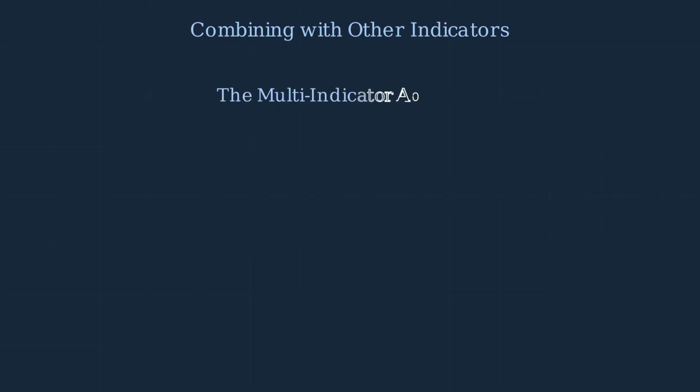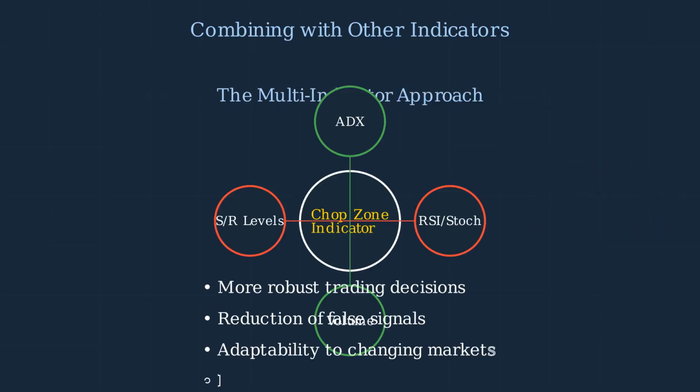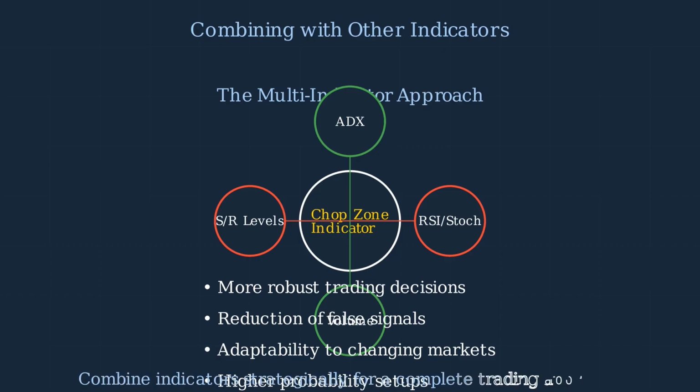Taking a multi-indicator approach creates a more robust trading system than using the chop zone indicator alone. Each indicator serves a specific purpose, compensating for the limitations of others. This integrated approach leads to better trading decisions and adapts to changing market conditions. By strategically combining the chop zone indicator with complementary technical tools, you can create a more complete trading approach that works across different market conditions.